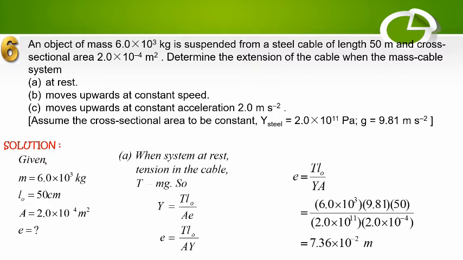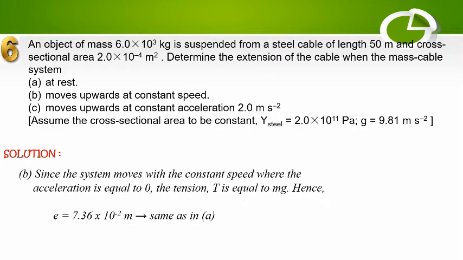When the system is at rest, the tension in the cable is equal to mg. So this tension represents the force exerted in the cable. When we substitute in the equation of Young modulus, we can calculate the extension of the cable, which is equal to 7.36 times 10 power of -2 meter.